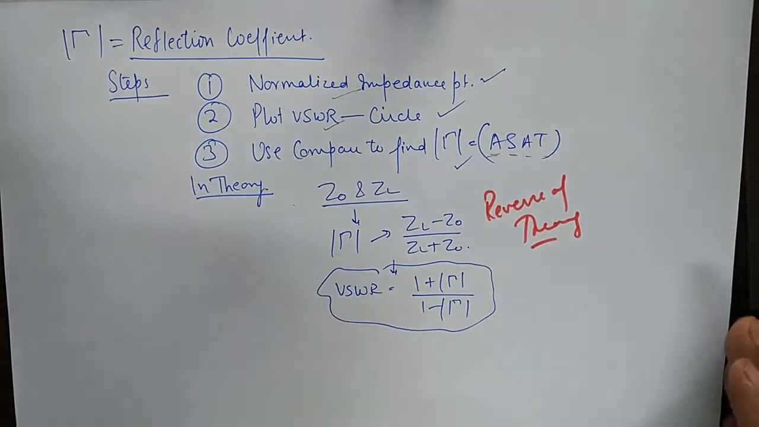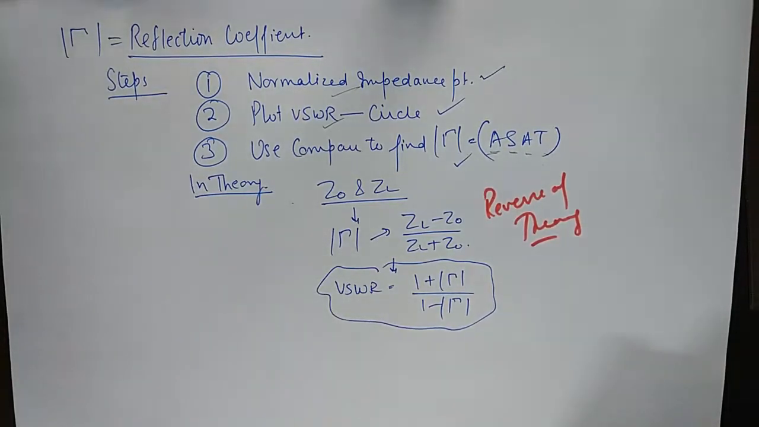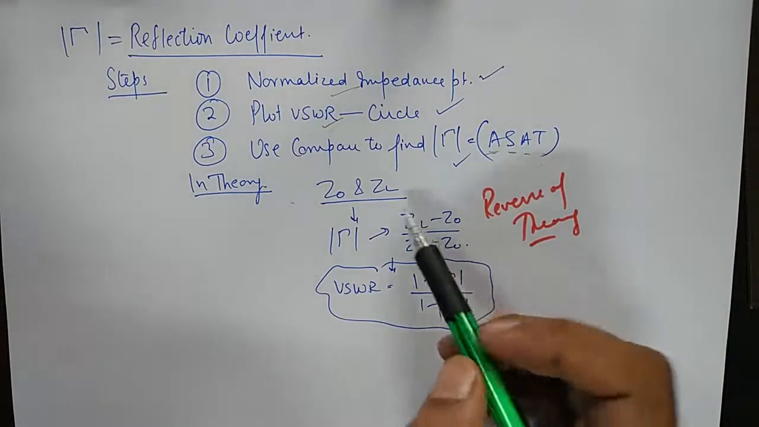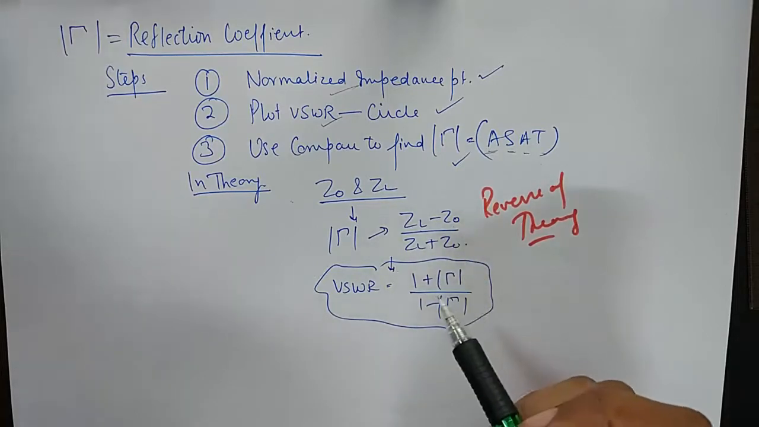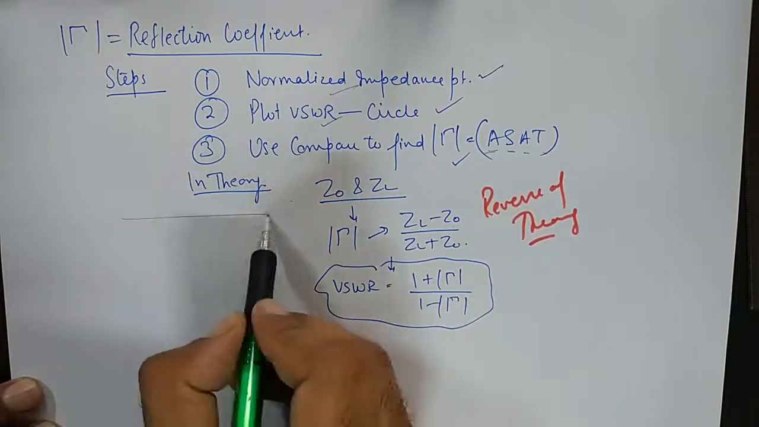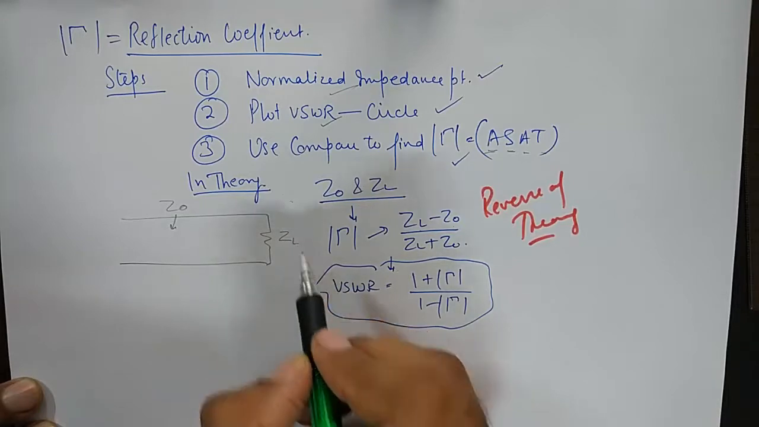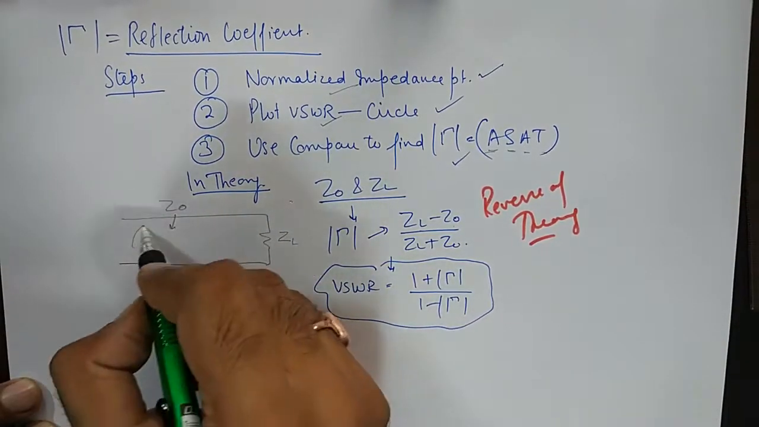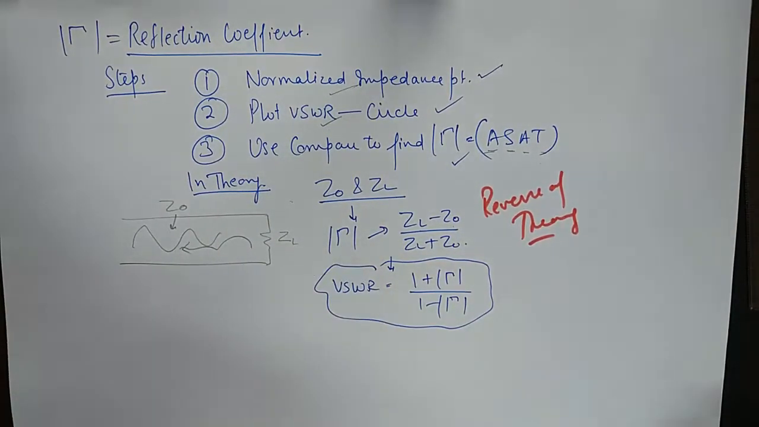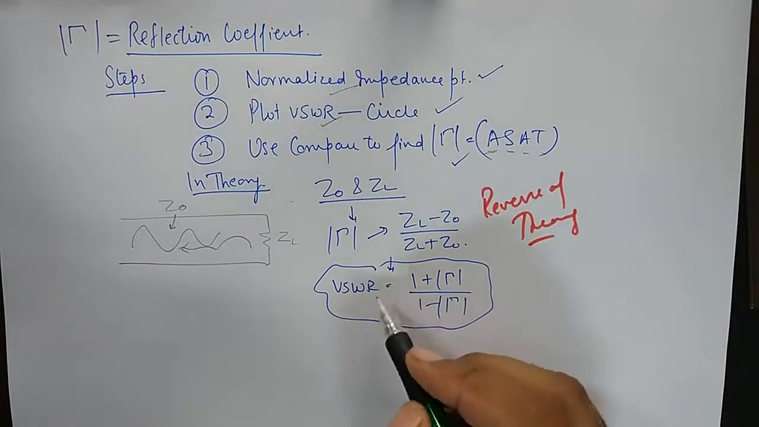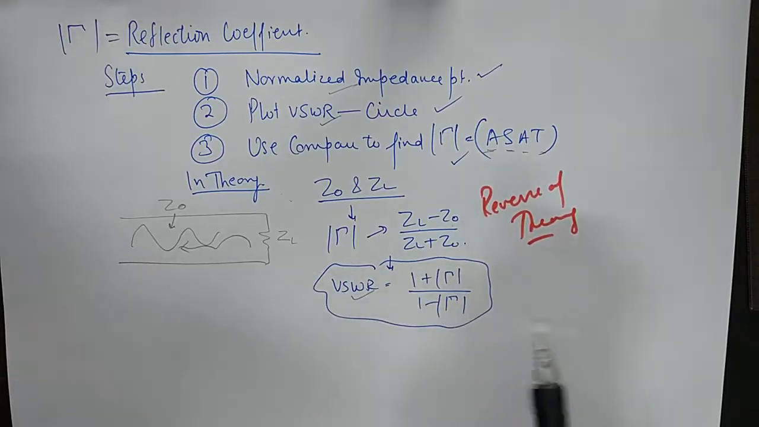Now we know that reflection coefficient is a bad thing. We want it to be as low as possible, and the reason why this happens is because of the mismatch of the load with the characteristic impedance of the transmission line. For example, we have a load here. The characteristic impedance of transmission line is Z0. Because of this mismatch, some part of the signal goes back, which is not desirable at all, which causes other problems like standing wave ratio. As we can see, the standing wave ratio is dependent upon the reflection coefficient.